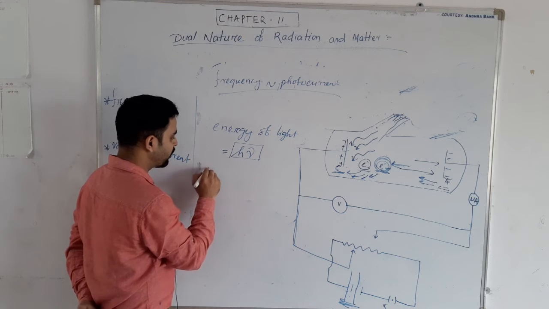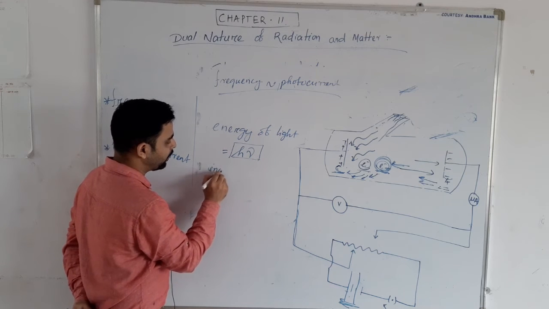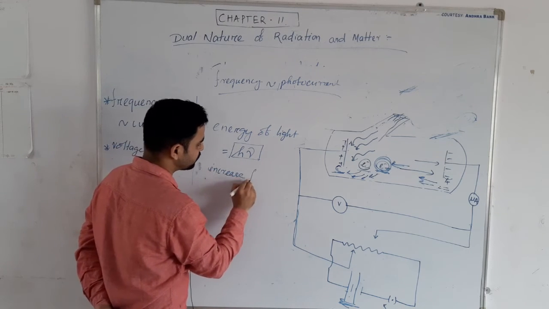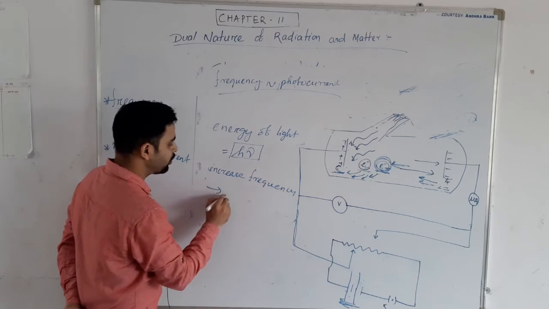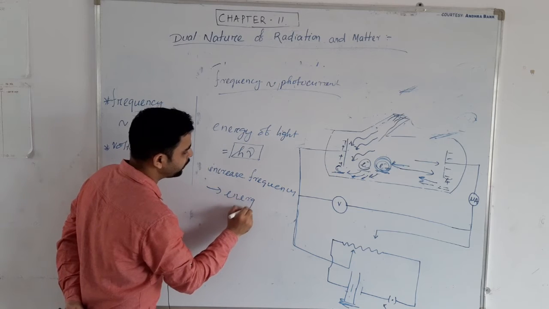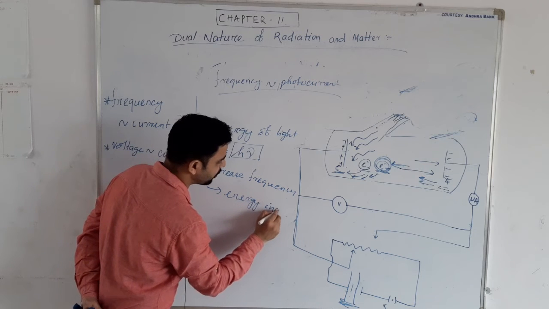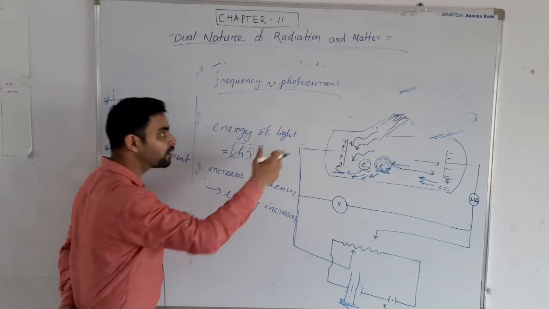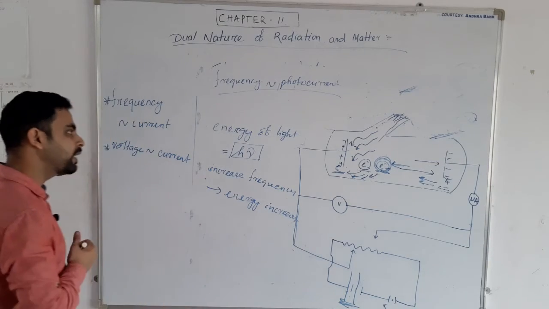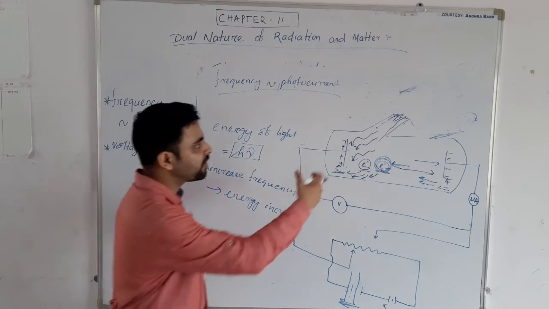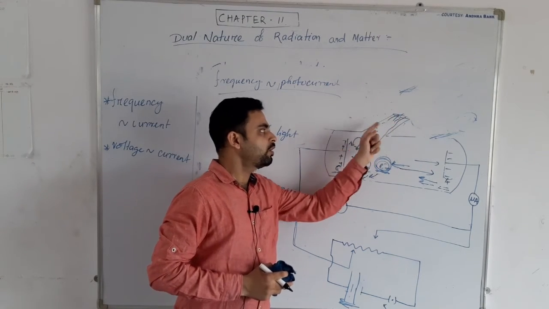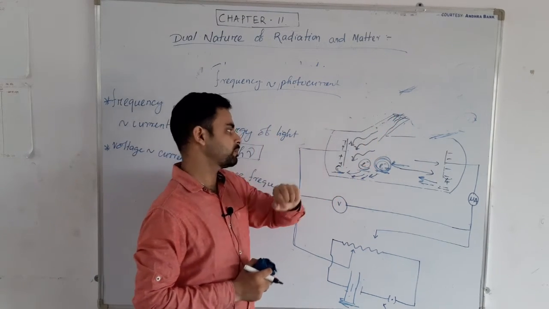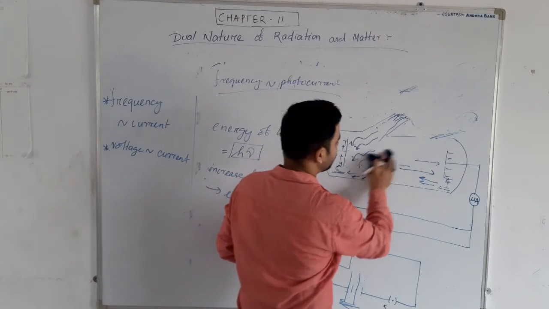If we increase the frequency, the energy of light increases. The energy of the incident light will also increase. That means if we are changing the color of the light here, then we can change the energy of the light. Okay, तो क्या होगा?